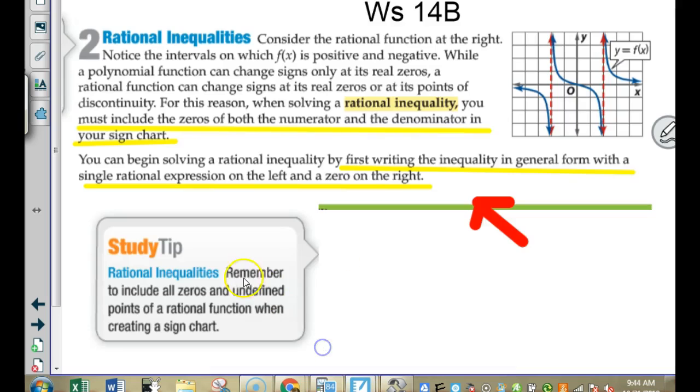The idea here is you are going to solve these by first writing the inequality in general form with a single rational expression on the left and 0 on the right. I cannot stress that enough. You have to make this a single fraction with 0 on the right, less than or greater than 0. So no matter what it starts with, you want to end up with an inequality and 0, a single fraction over here.